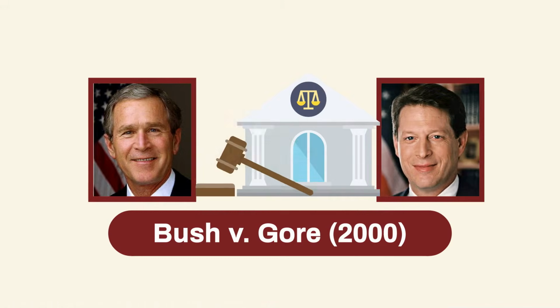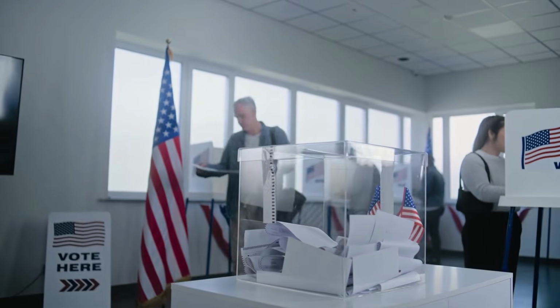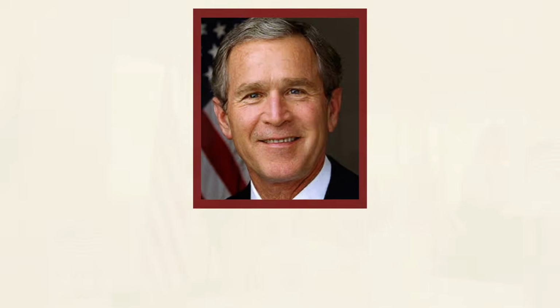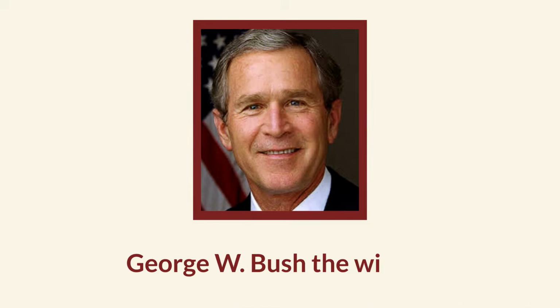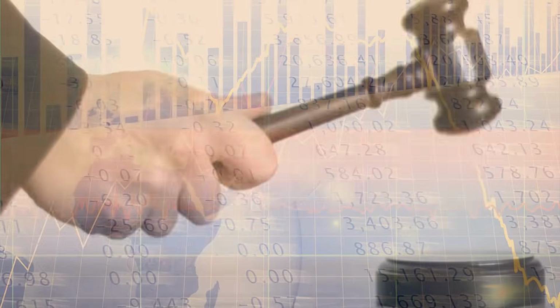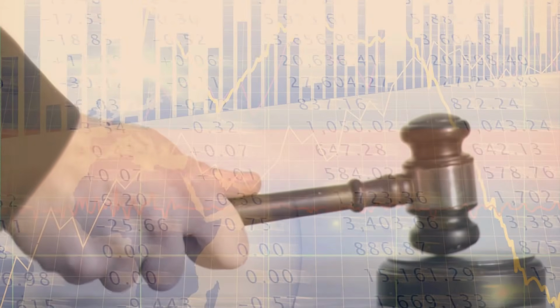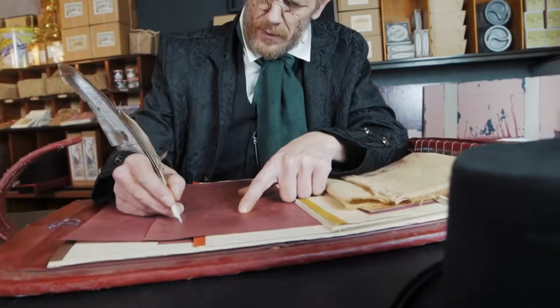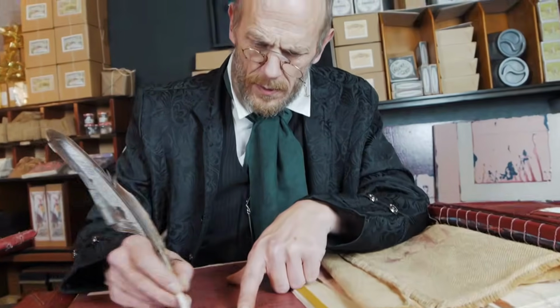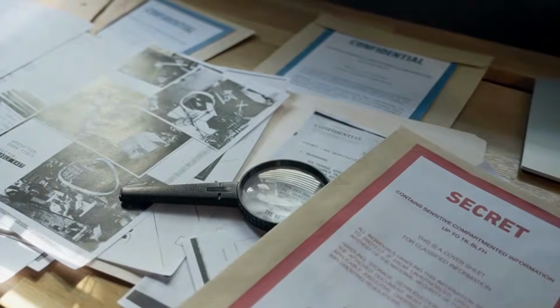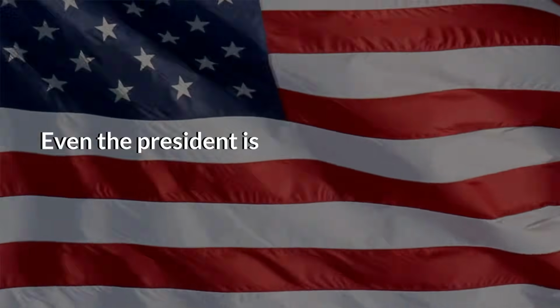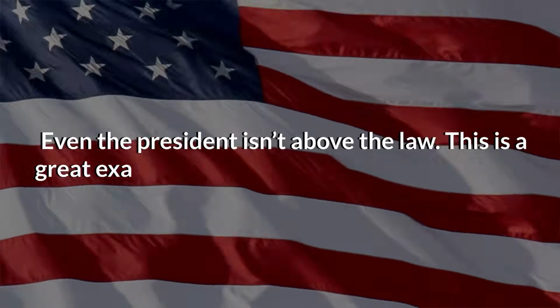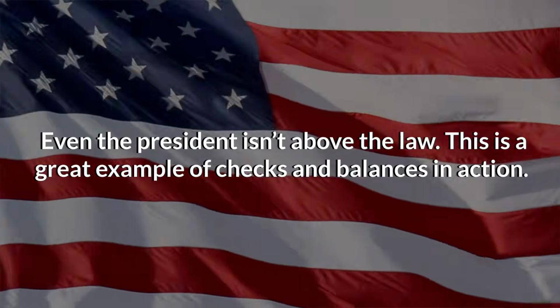Bush v. Gore, 2000. This case ended the Florida recount in the 2000 election, effectively declaring George W. Bush the winner. The court cited equal protection concerns over inconsistent recount methods. United States v. Nixon, 1974. The court ruled that executive privilege cannot be used to withhold evidence in criminal cases. Even the president isn't above the law. This is a great example of checks and balances in action.